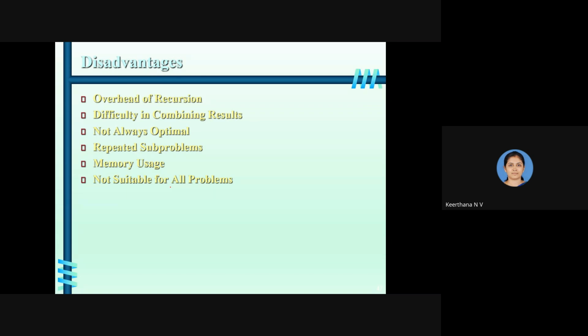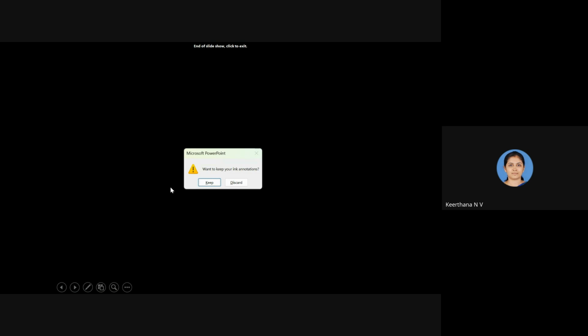The remaining topics, dynamic programming, greedy algorithm, and randomized approach, will be discussed in the afternoon session by Dr. Madhumita. Thank you.